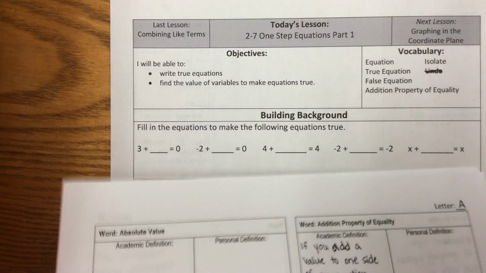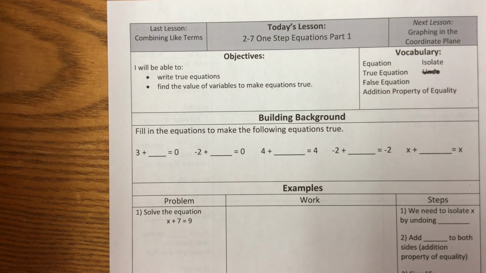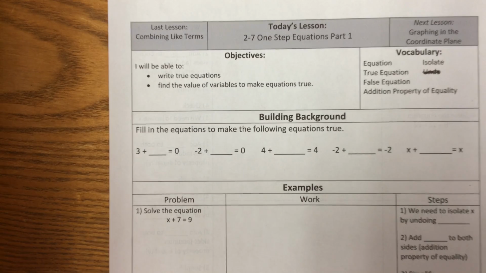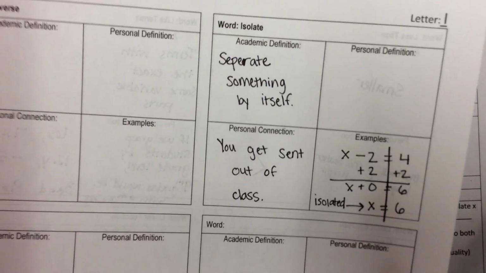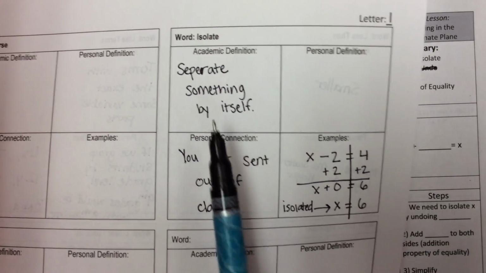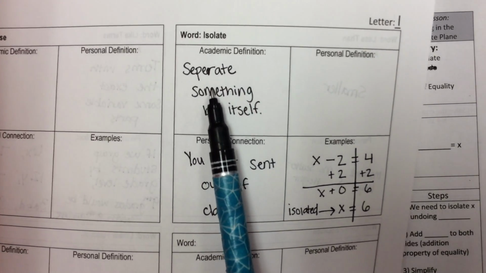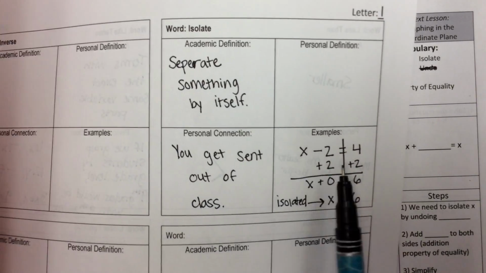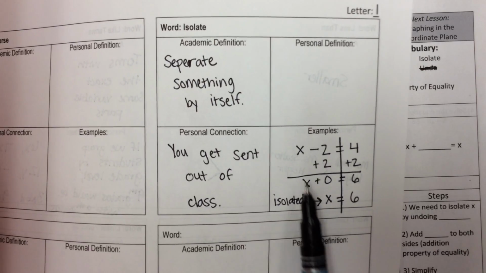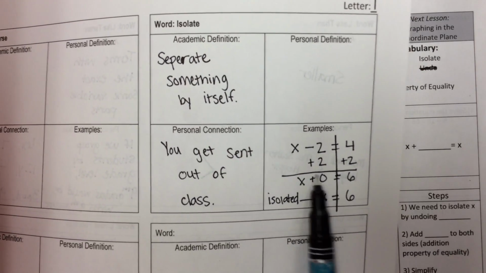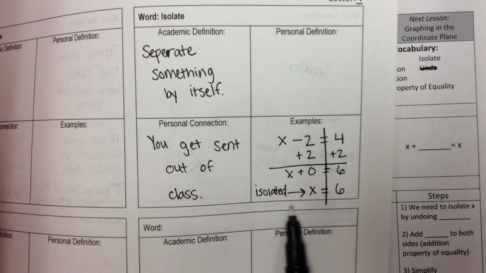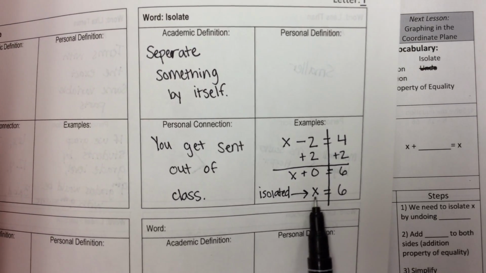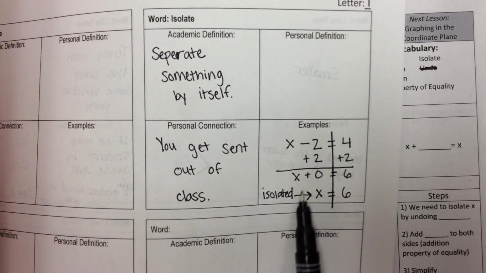Okay, and last word is isolate. So isolate is going to be on page 10. It's on the second page of the I's. So there's 2 I pages. It's on the second page of the I's. So for isolate, our academic definition is to separate something by itself. So for example, if we solve this equation, x minus 2 equals 4, we would add 2 to both sides. We get x plus 0 equals 6. So isolated would be x equals 6. X is by itself. It's all alone.